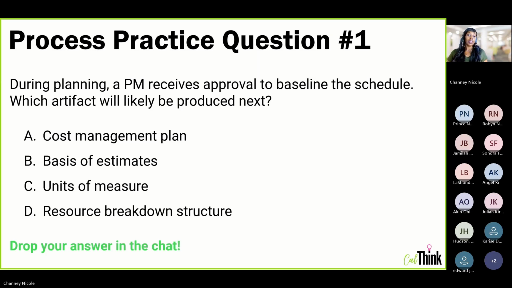All right, I see lots of A's, cost management plan. Okay, I see D, resource breakdown structure. Nice. What are you guys thinking? This is a very common process style question that you'll get on the exam. What will the PM do next? What will be produced next? What's the next best step? Those are very common PMI style questions. So it looks like A is going to take the majority there. Okay, I'm actually going to withhold the answers from you guys until we go over the next portion.